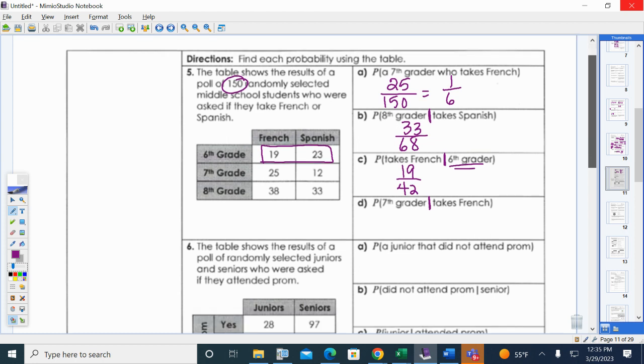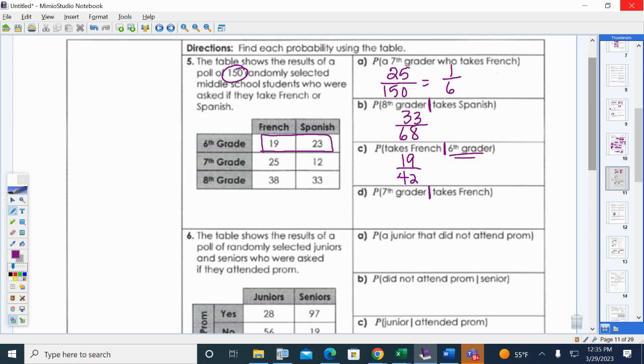Part D. I need the probability of selecting a seventh grader that takes French, given that they take French. So again, my denominator is just the students taking French. So 19 plus 25 plus 38 is going to give me 82. Of those 82, how many are seventh graders? And that's going to be 25. And that fraction does not reduce.